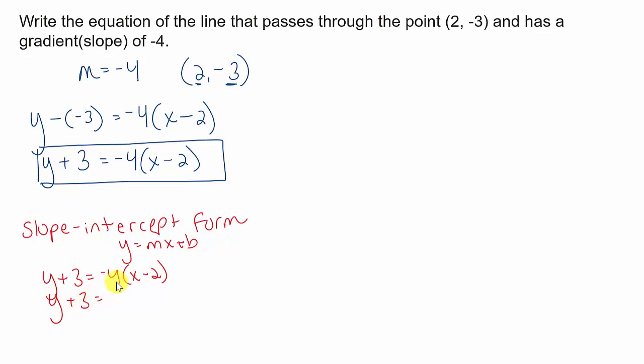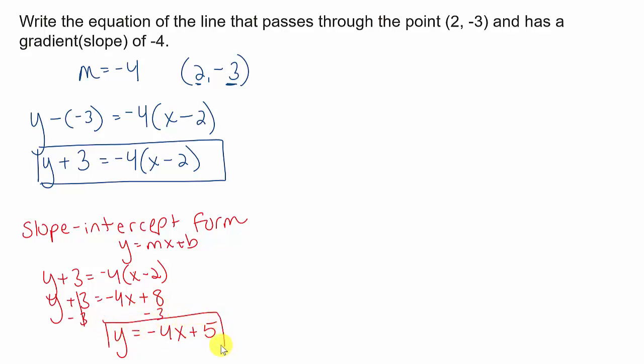So I'm going to distribute this -4 to this x and this -2. So that's going to give me -4x, and then -4 times -2 is +8. And finally, to get y by itself, I just want to move this 3. So I'm going to subtract the 3 from both sides. And I will get y equals -4x plus 5. 8 minus 3 is a +5.